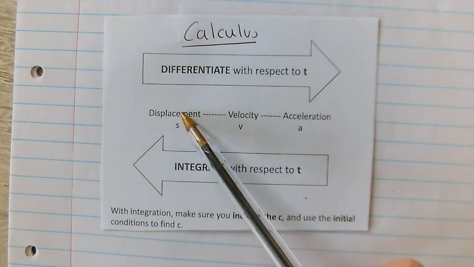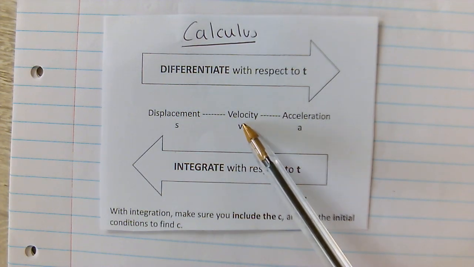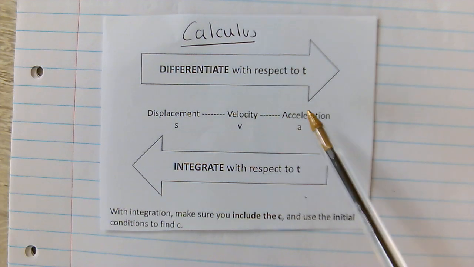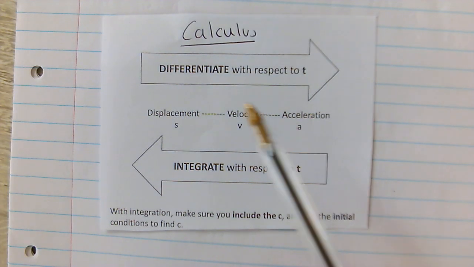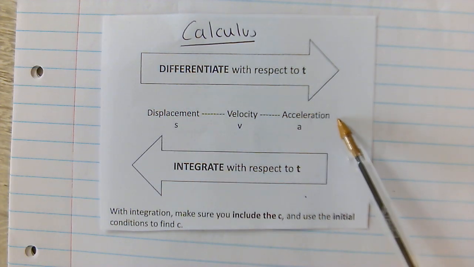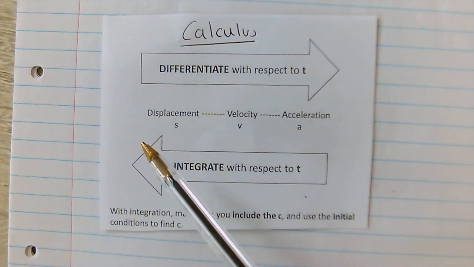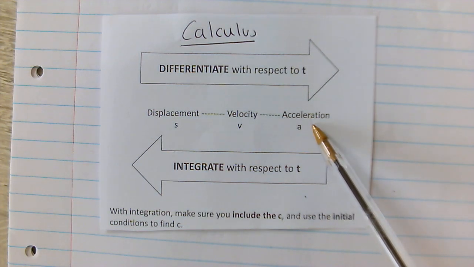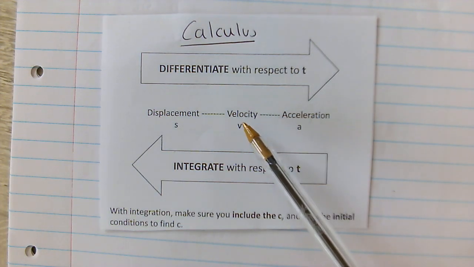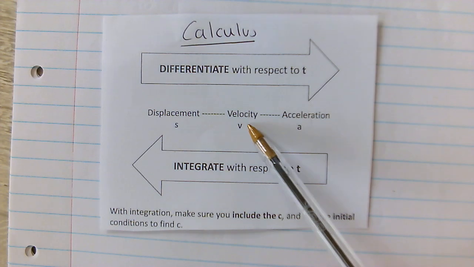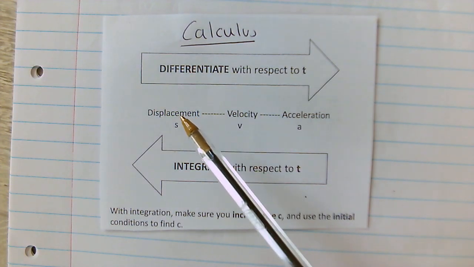So if I differentiate displacement, I get velocity. If I differentiate velocity, I get acceleration. Okay, so if you go this way, you differentiate. Then the opposite, if you've got to go this way, you're going to integrate. So if I've got acceleration, I can integrate that to get velocity. If I've got velocity, I can integrate that to get displacement.